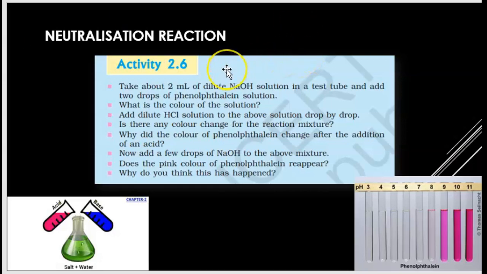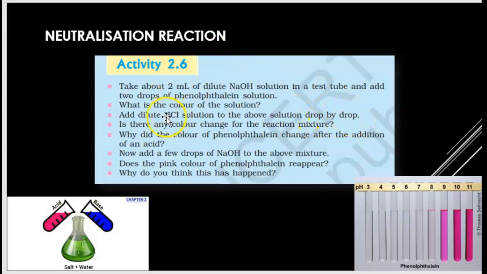So here activity 2.6 is depicted in your textbook, that is, take about 2 ml of dilute sodium hydroxide solution in a test tube and add 2 drops of phenolphthalein solution. You know, dilute sodium hydroxide is a base. So in sodium hydroxide, which means in base, the color of the phenolphthalein solution is, you can see here, pink. Okay, so add dilute hydrochloric acid solution to the above solution drop by drop.